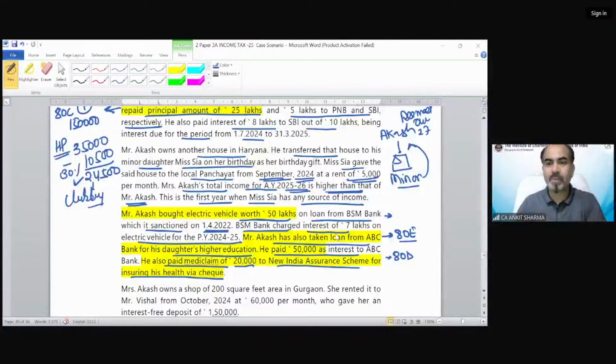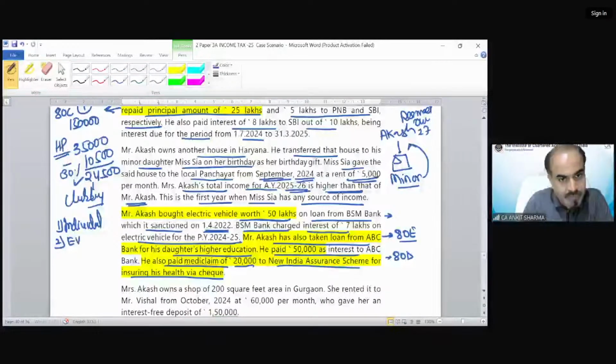Sachin is saying loan sanction from 1st April 19. So the basic 4 conditions are: this deduction is available to an individual for the purpose of an electric vehicle. The loan sanction date is 1st April 19 till 31st March 23. The 4th condition is that the loan is from any financial institution or bank, and the maximum limit is 1,50,000 rupees of interest you can claim.